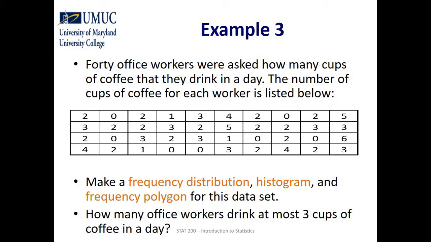So here's what I want you to do. We're going to make a frequency distribution, a histogram, and a frequency polygon for this data set. It's actually going to be fairly easy, okay? And then we want to answer the question, how many office workers drink at most 3 cups of coffee in a day? All right, so let's go ahead and do this.